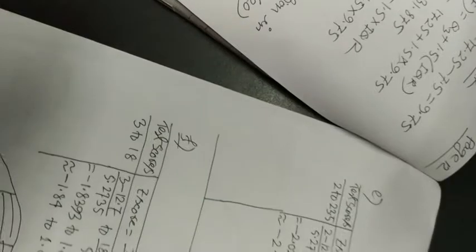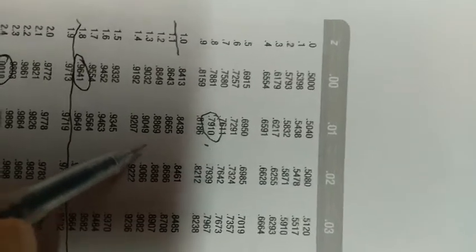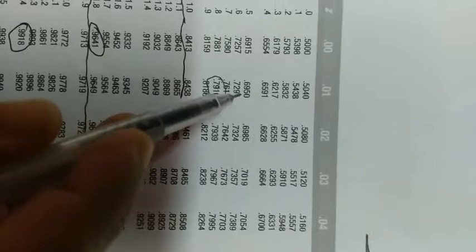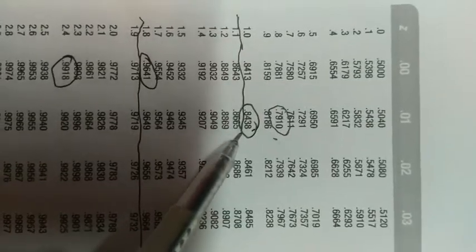Now we will go to the positive z table. The positive value of z is 1.01, so we need to look for 1.01. This is the row for 1.0, and we have 1.01, so this is the column. The value is 0.8438. This is our value, 0.8438.